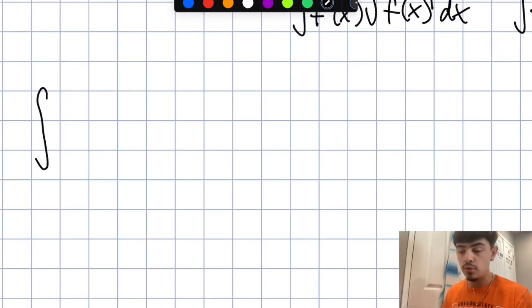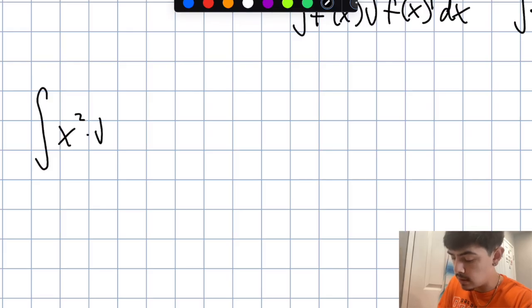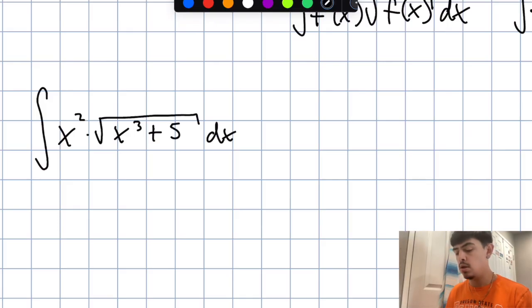So for the first example, it's going to be the integral of x squared times the square root of x cubed plus 5 dx. Right off the bat, there's not much we can do with this integral, right? We can't just take the antiderivative. It's 2 completely different functions being multiplied by each other. This is a perfect example of U substitution, right?